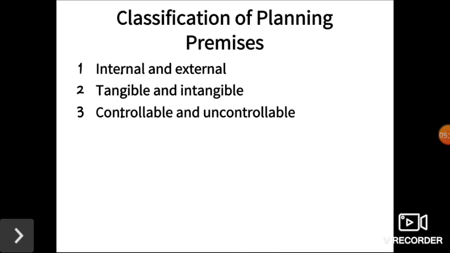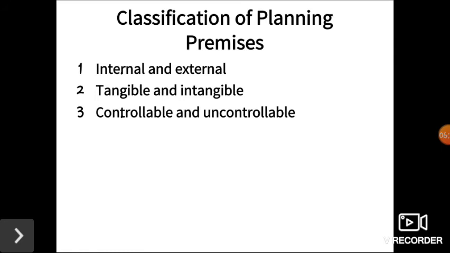There are many kinds of external premises, like the general business environment, including economic, technological, political and social conditions. The product market consisting of the demand and supply forces for the product or services, or the factor market for production resources such as land, labor, capital, etc. These are external premises. Then the second one is tangible and intangible premises.